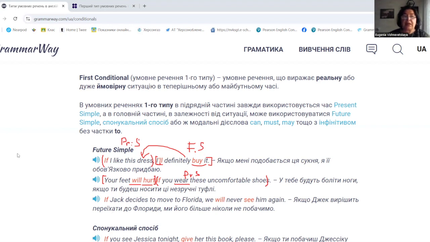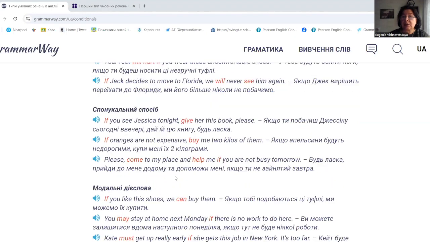Sometimes in the main clause, we can use imperative. Not will, but imperative. Look at this example, please. If you see Jessica tonight, give her this book, please. So this is the if clause. If you see, we use present simple here, but in the main clause we don't use will. We just use imperative. Give her this book, please. Imperative. Give her, it's imperative.